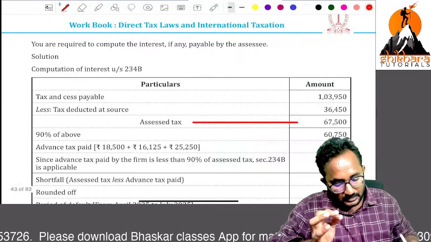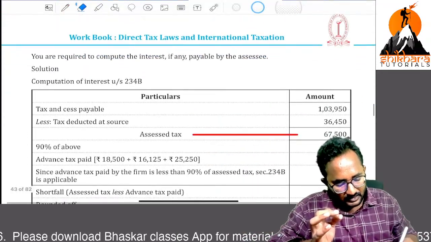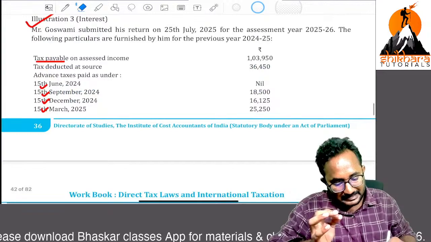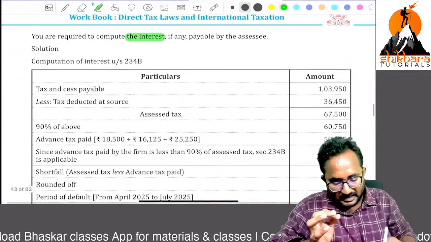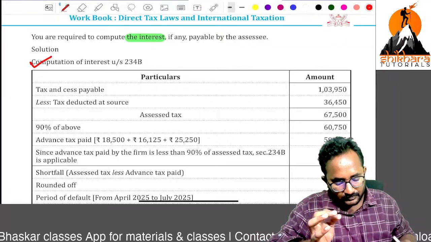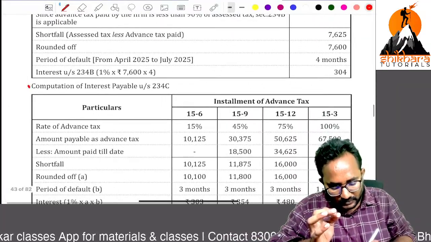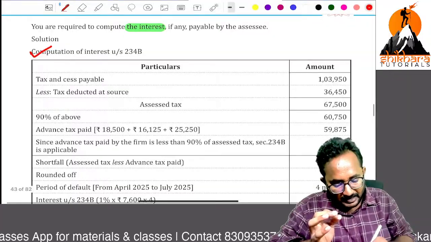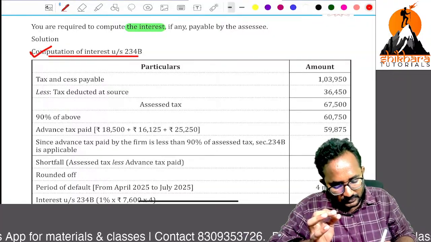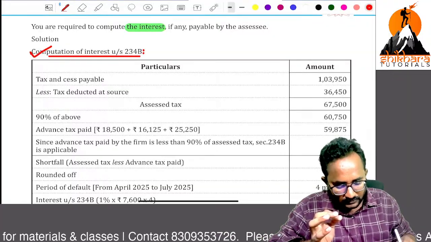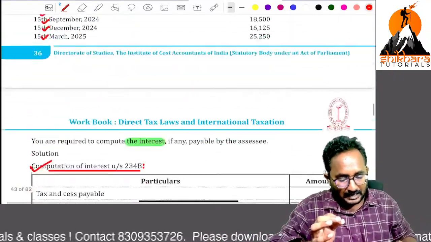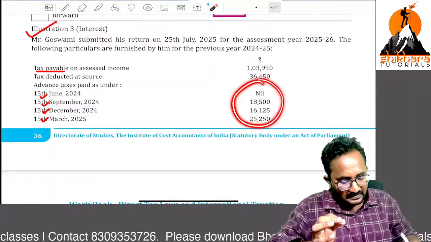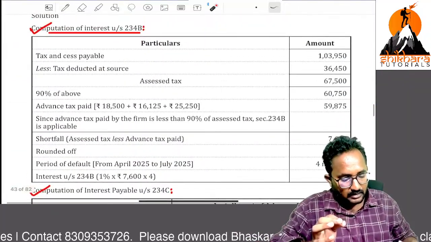Yes, ma, this question we already have. Here we have to calculate that interest, ma. They are asking for that interest. 234B interest we are required to compute, as well as 234C also. Yes, we are checking short payment related. So this is already in our workbook also. Remember 234C. For 234B, here advance tax you paid, but we are checking whether short payment is there or not.